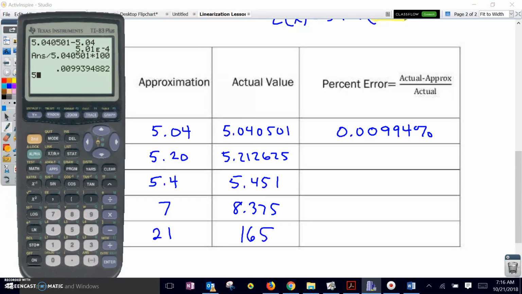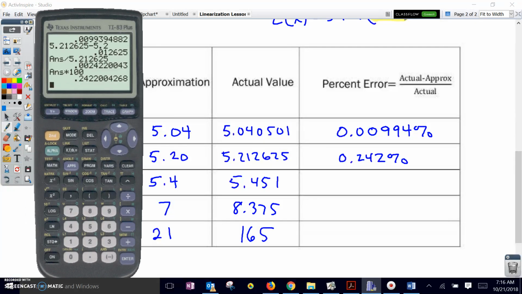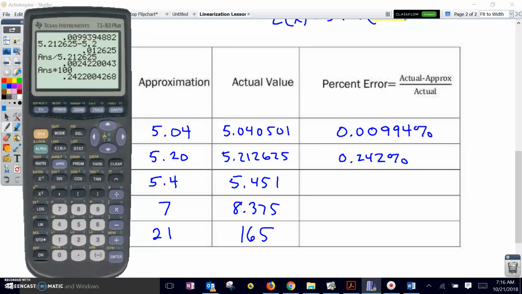Alright, next we'll do 5.212625 minus 5.2 divided by 5.212625. And we get, I forgot to multiply that by 100. And the percent error is 0.242%. Again, very good. You'd be very happy with a 0.24% error in an approximation.